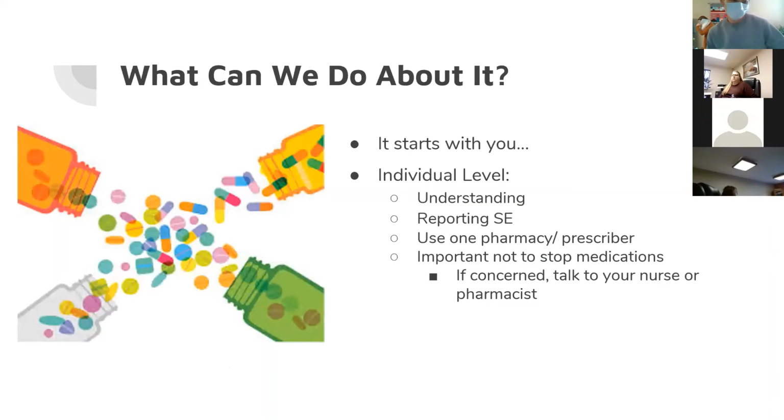So what can we do about problematic polypharmacy? Well, there's a lot we can do, but you need to be the one to start it off. Some things that are important for you to do to make sure that problematic polypharmacy doesn't affect you is to understand medication functions and report any side effects that you might feel. Really, the healthcare provider cannot know what side effects you're feeling until you tell them. It is important, though, to not suddenly stop taking a medication until you talk to a provider.